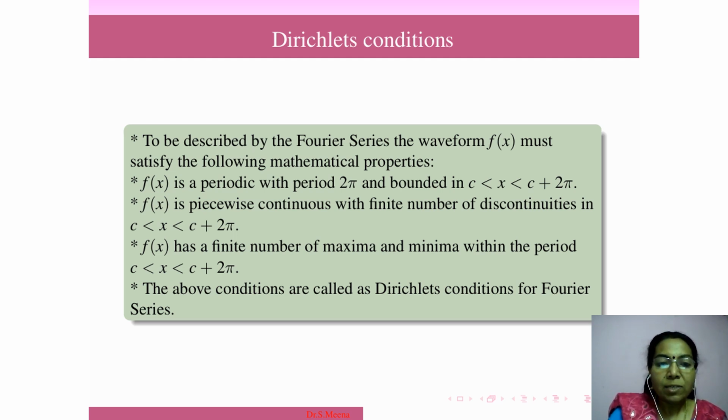Meanwhile, f of x is piecewise continuous with a finite number of discontinuities in the same interval. Also, f of x should have a finite number of maxima and minima within the period. The above conditions are called Dirichlet's conditions for the Fourier series. So these conditions are essential for describing any function in terms of a Fourier series.